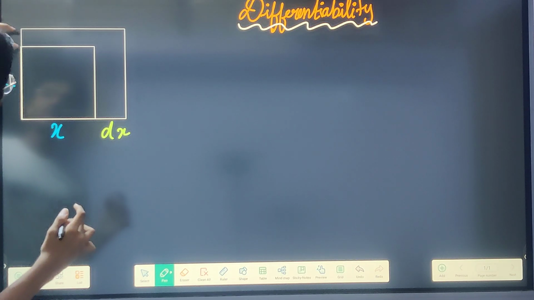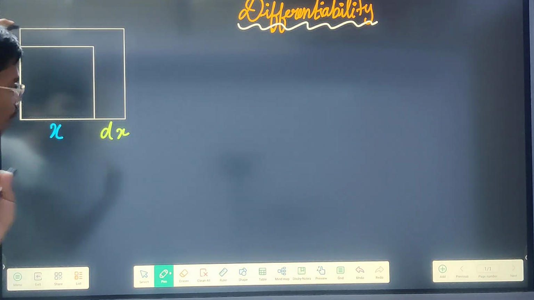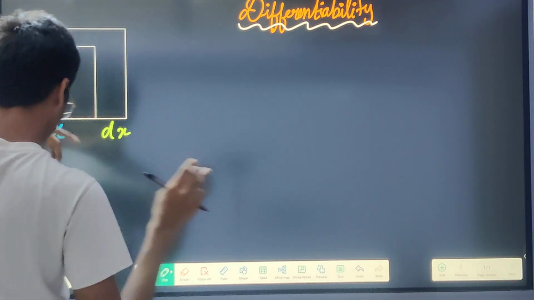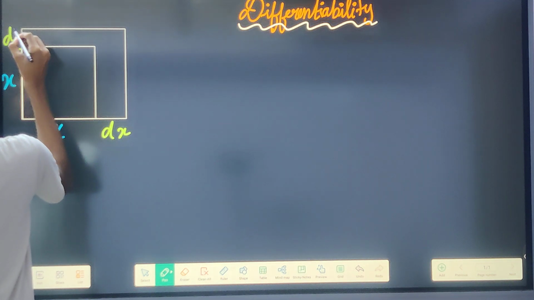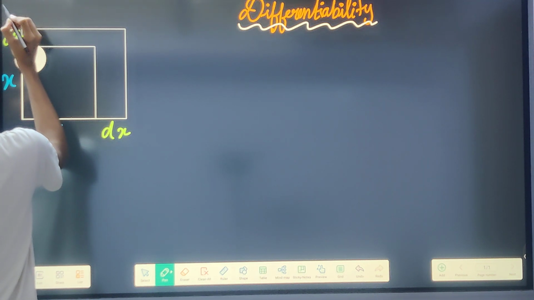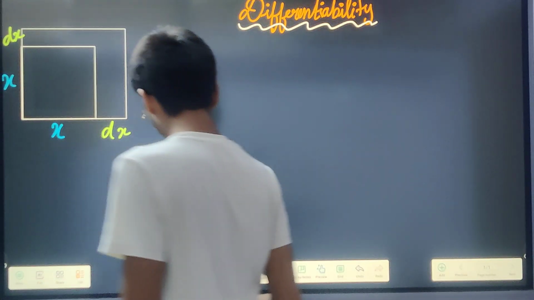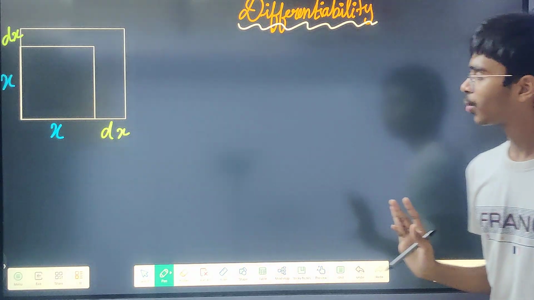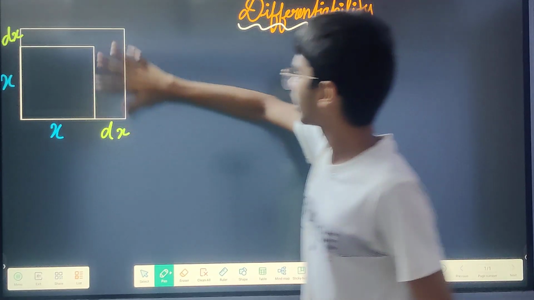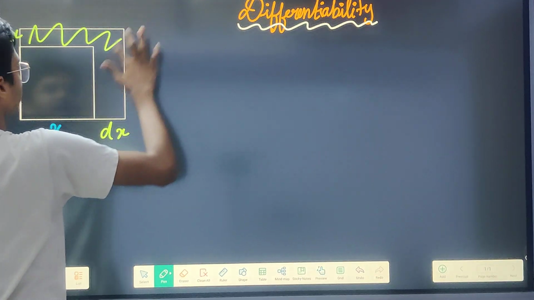Now over here also I have increased some length, you can all notice that, and that length is also going to be dx. That is just the property of a square, right? And now I want the area. I want the area of this increased path. That means this path area I want.